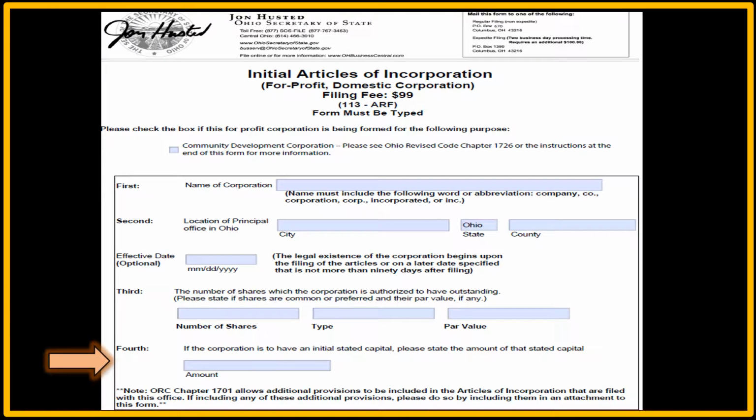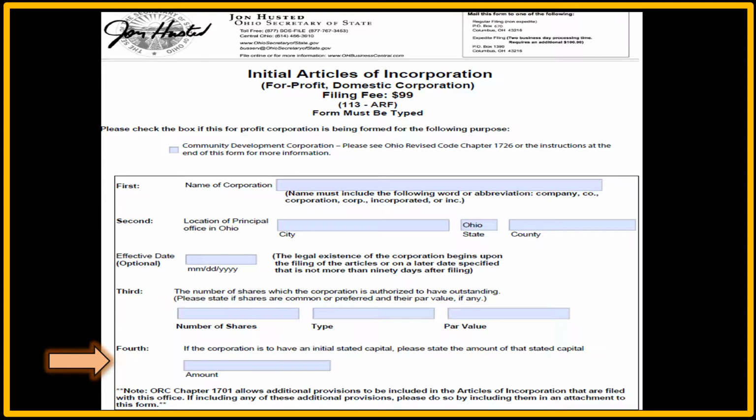All right, so related to par value, the Ohio form has this. If the corporation is to have an initial stated capital, please state the amount of that stated capital. So par value and stated capital are related. Par value is the par value per share. So if we have a $1 par value, that is the par value per share. If we have 1,000 shares issued and outstanding, the stated capital would be $1,000. You get it? So par value is the value per share. Stated capital is all the par value added up. And that's only for issued and outstanding shares.